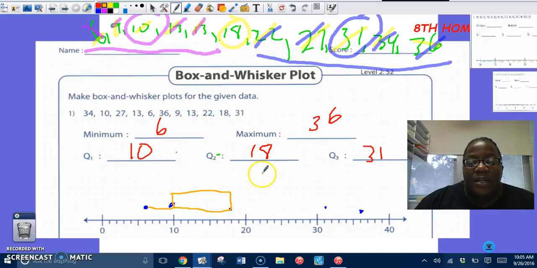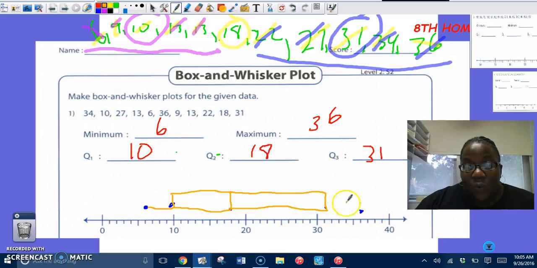Okay? And now our next part will be for quartile 2. Quartile 2 will connect from quartile 2 to quartile 3, which is 31. Quartile 2 to quartile 3, here it is, 31. That was the bell in the background, so I'm going to have to pause this in a second.